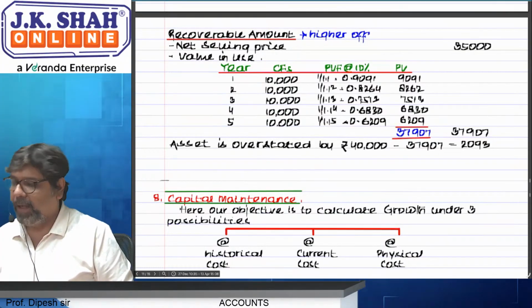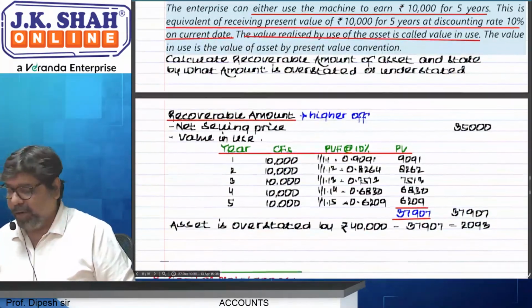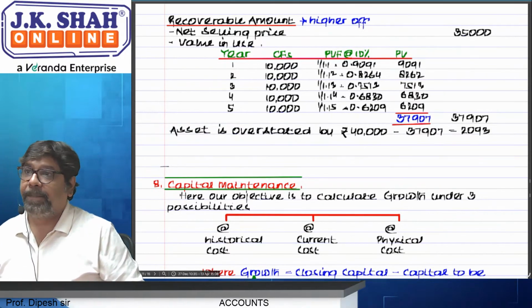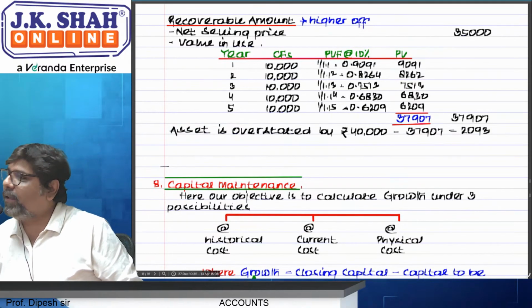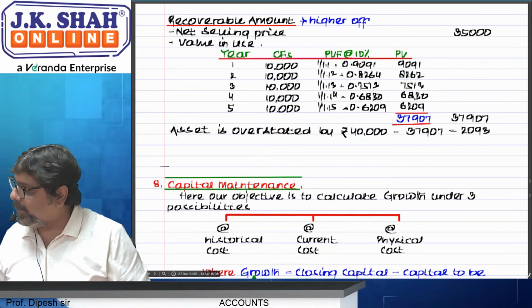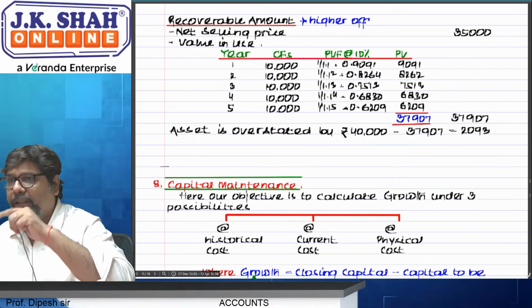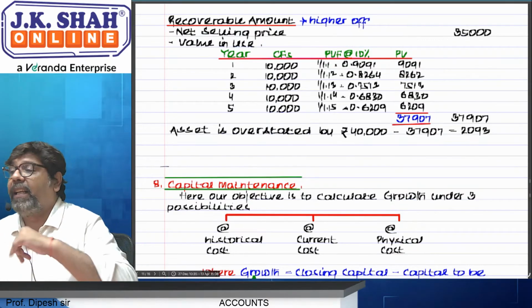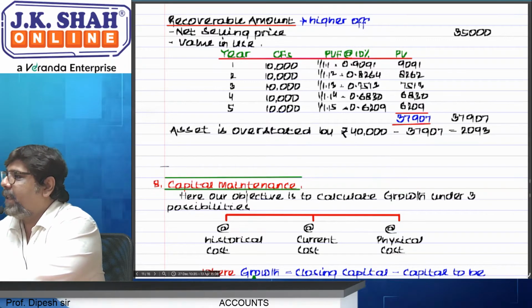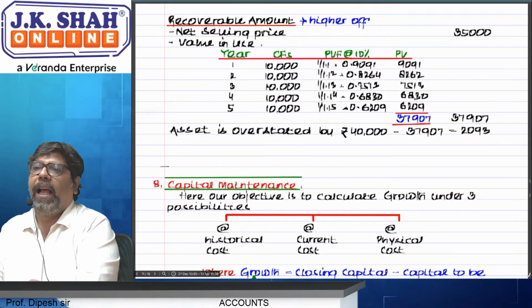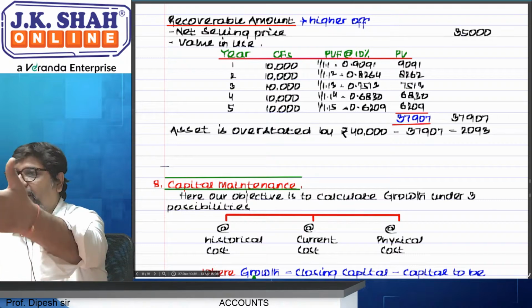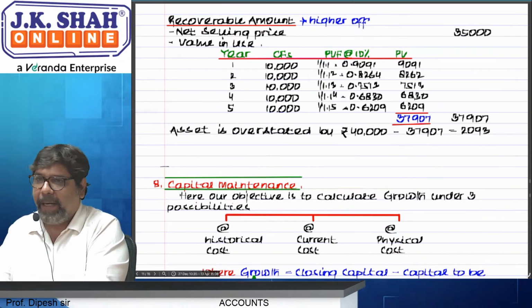Understood? Now again I am telling you, we can show an asset in our balance sheet at 4 values. How many values? 4 values. Historical cost, that means the cost at which we had purchased the asset. Second is current cost, the price at which we can purchase the asset today. Realizable value, the price at which we can sell the asset today. And the last one is present value, that means present value of future cash flows. Am I clear?